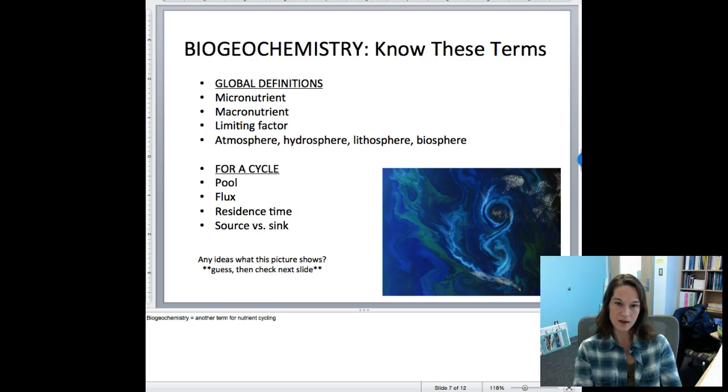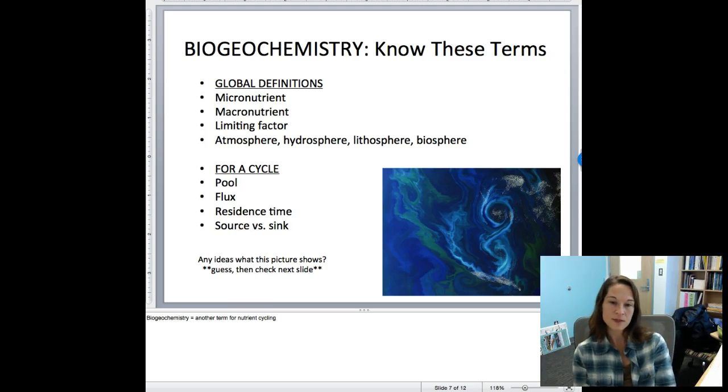And then the atmosphere, hydrosphere, lithosphere, and biosphere are all terms that refer to places where nutrients can reside. So basically, those pools. For an individual cycle, I want you to be able to know or understand which places are pools and which places are fluxes. Not so much places or fluxes, but what processes create a movement from one pool to another pool, which we call a flux. Residence time is the amount of time that any nutrient stays in a given pool before it's moved out of that pool.